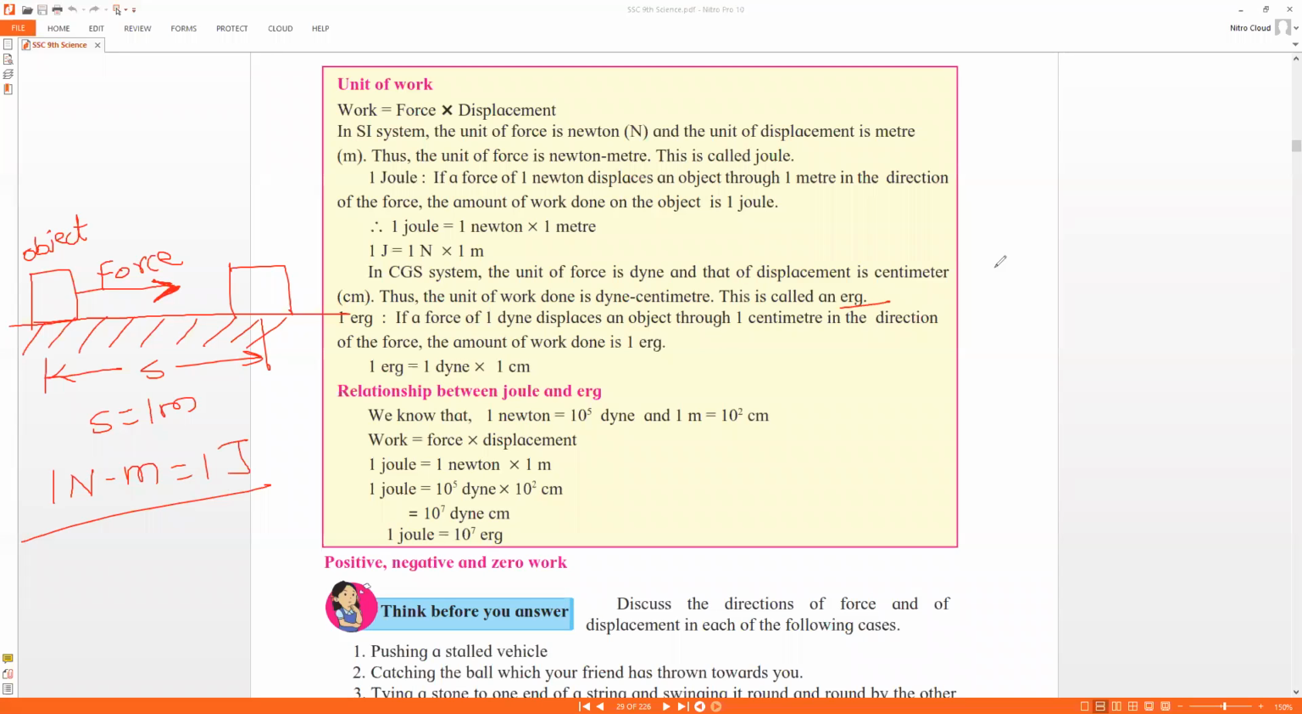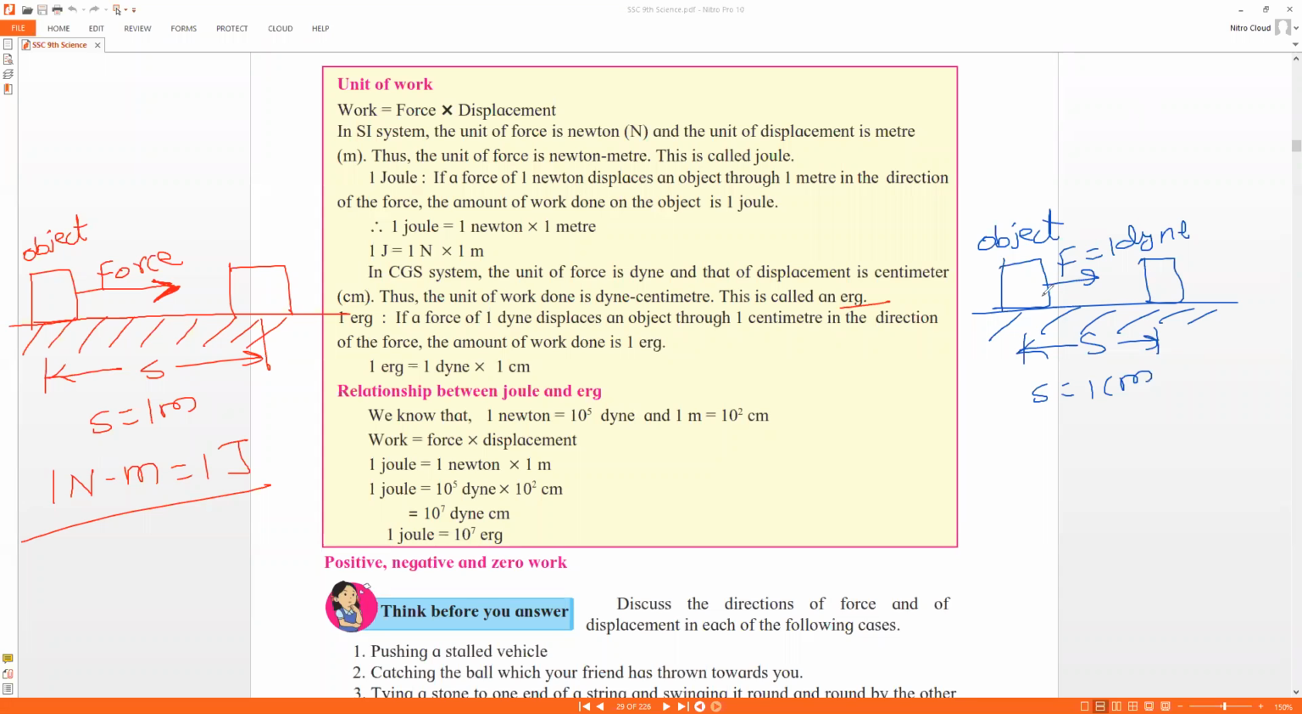That's our diagram. Let me draw it here. Same thing. This is the object and a force is applied here. The force applied is 1 dyne and there is a displacement. The displacement is 1 centimeter. So in this case, 1 dyne centimeter is 1 erg. Okay. Is that clear? At least till this point, everybody? Okay. So, 1 erg is 1 dyne into 1 centimeter.